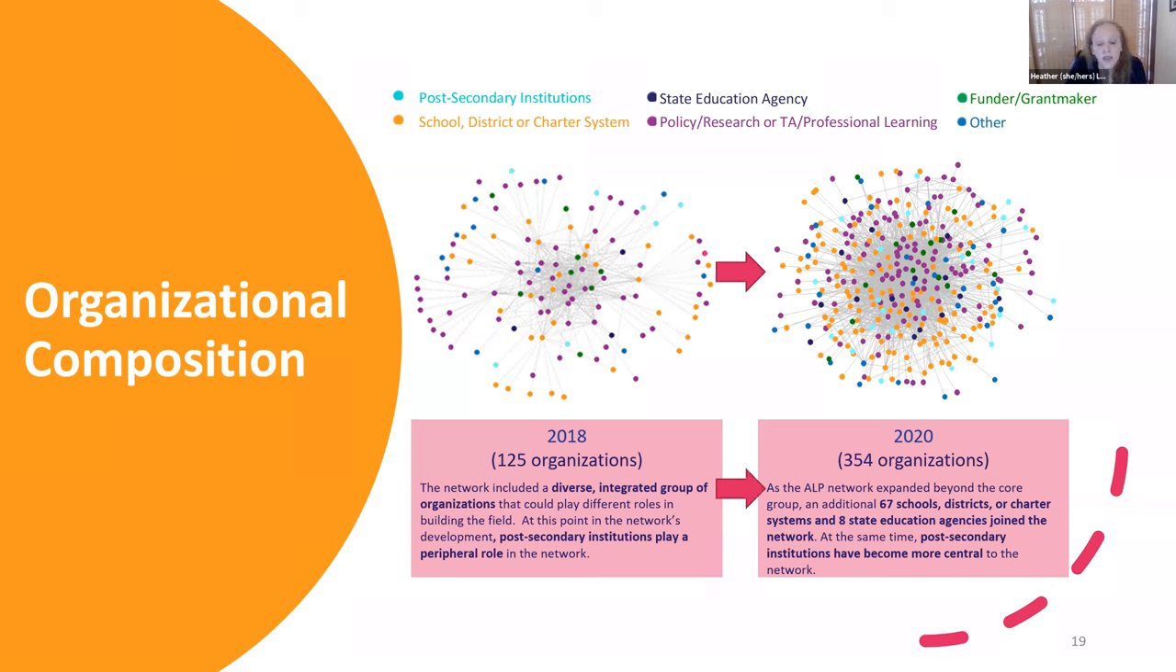And you can see that by 2020, they had made significant progress in engaging post-secondary institutions and state education agencies. But the post-secondary institutions are really more around research and less around teacher training, so that remains an area for ALP to expand their network and engage them further. But they also engaged many more schools and districts, which is of course pivotal if there's going to be educational change. Next slide.